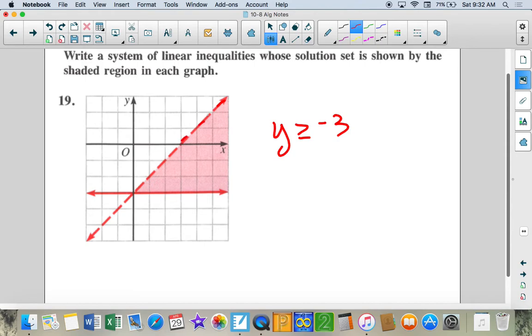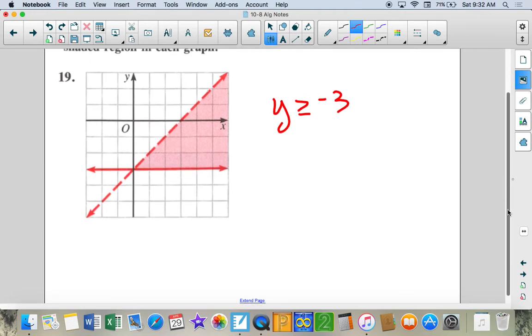Now I have to deal with my dotted line here. Well, my dotted line, first of all, I know that it's going to be either greater than or less than because it's dotted. It's not including the border. And it crosses the y-axis at -3. So I know my y-intercept is -3. We're using the form y = mx + b. My b is -3, so I substituted that in there. My slope is up 1, right 1. Up 1, right 1, up 1, right 1. So that's consistent. So my slope is 1. So I'm going to have x minus 3.